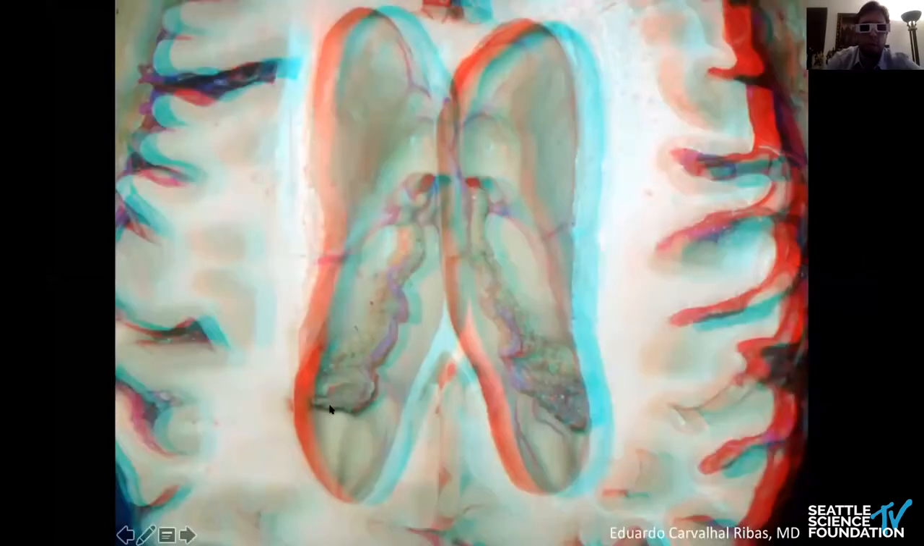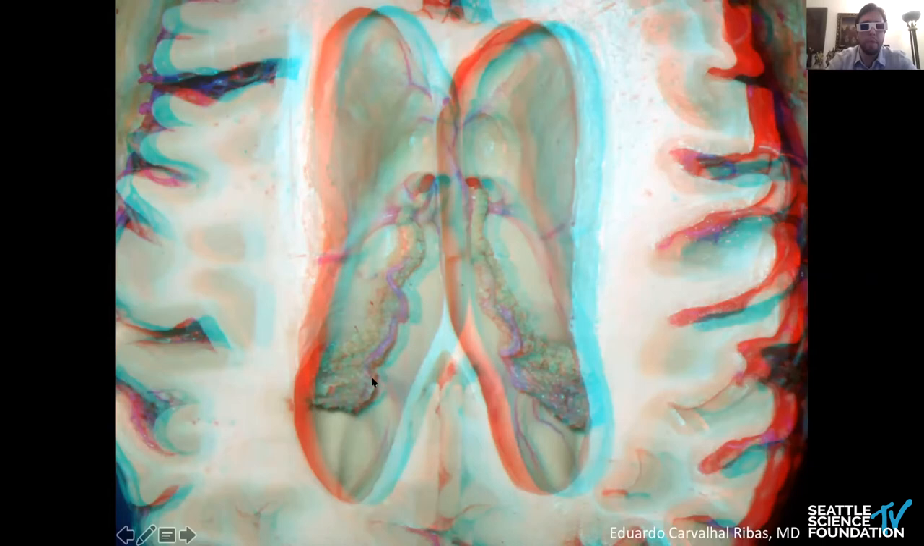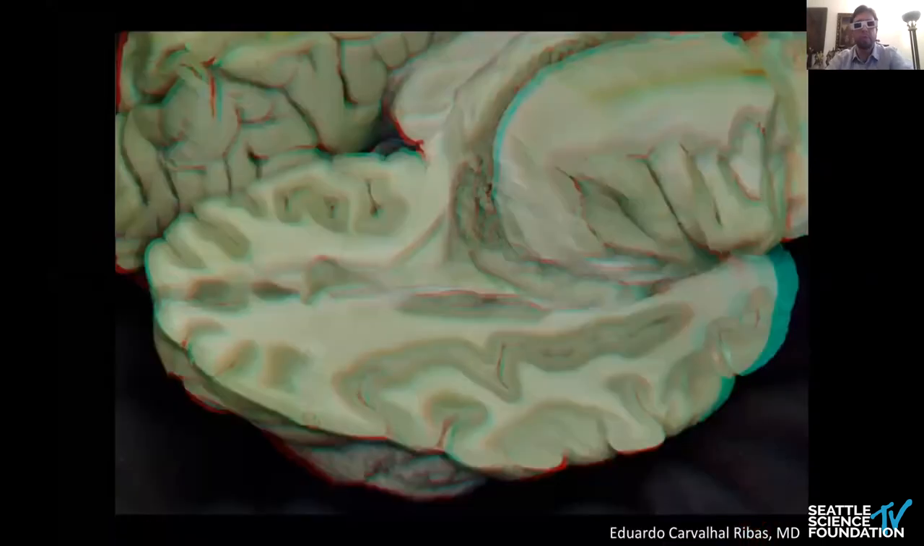What's interesting to note here too is that the frontal horn and the body of the lateral ventricle are midline structures. They are very close to the midline. Meanwhile, the atrium and the other compartments of the lateral ventricle are not close to the midline. They are more parasagittal, more lateral. These will have surgical implications. We will show it later.